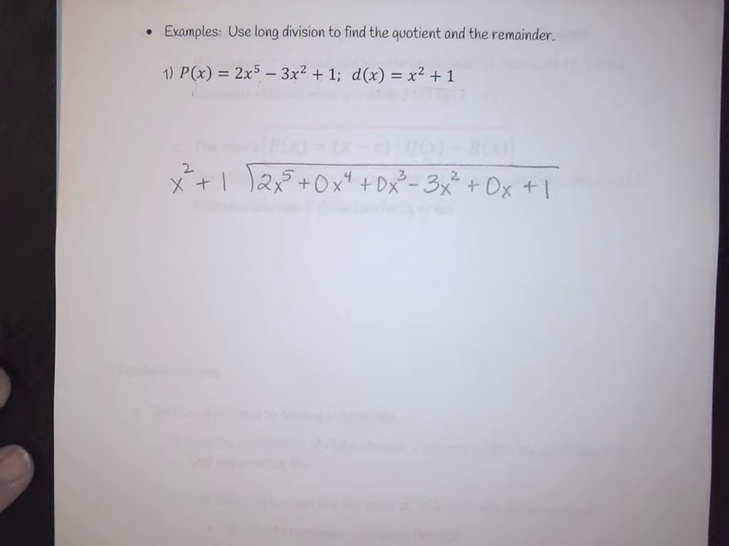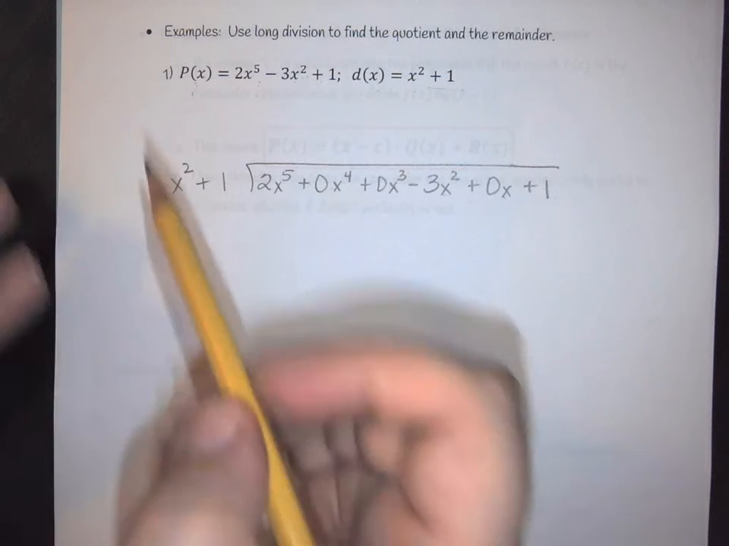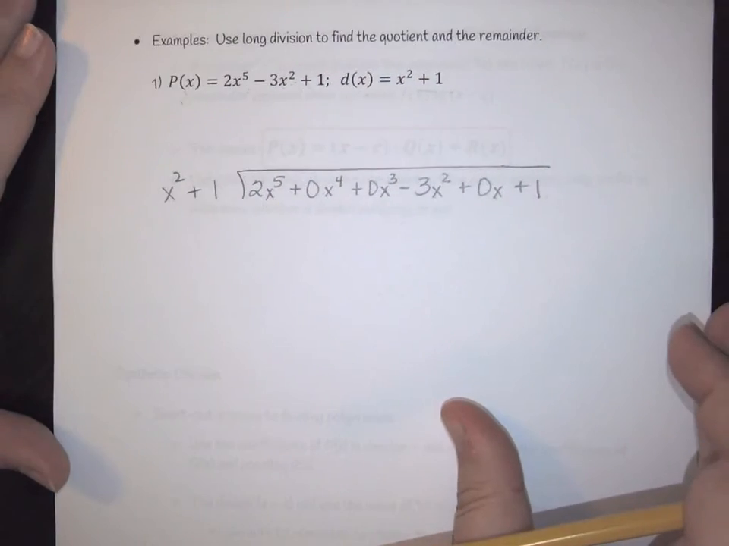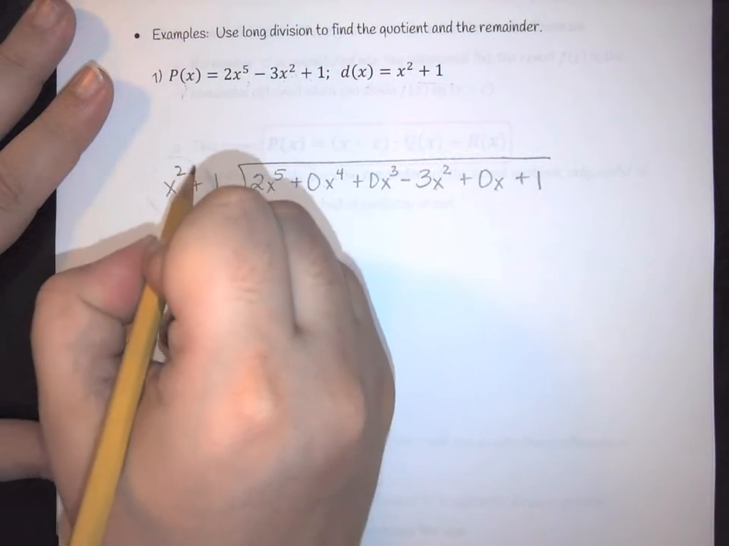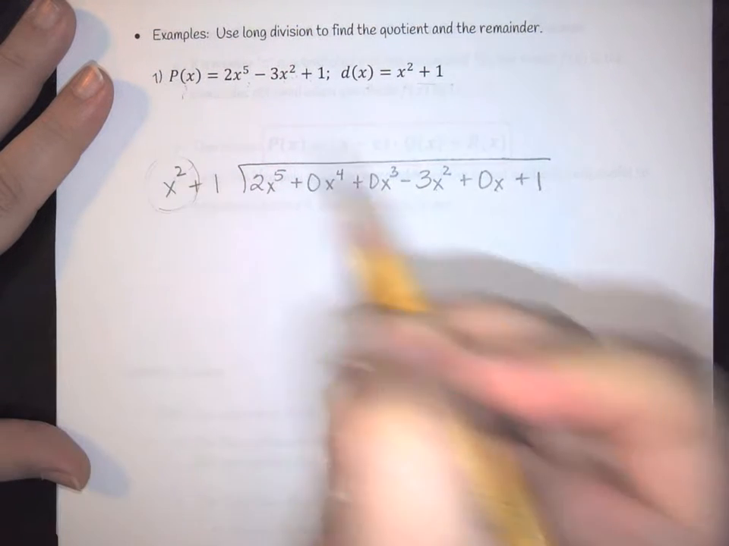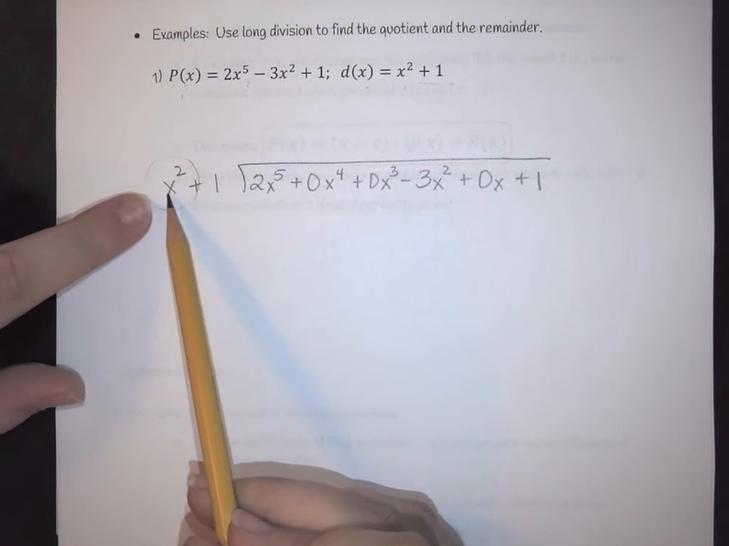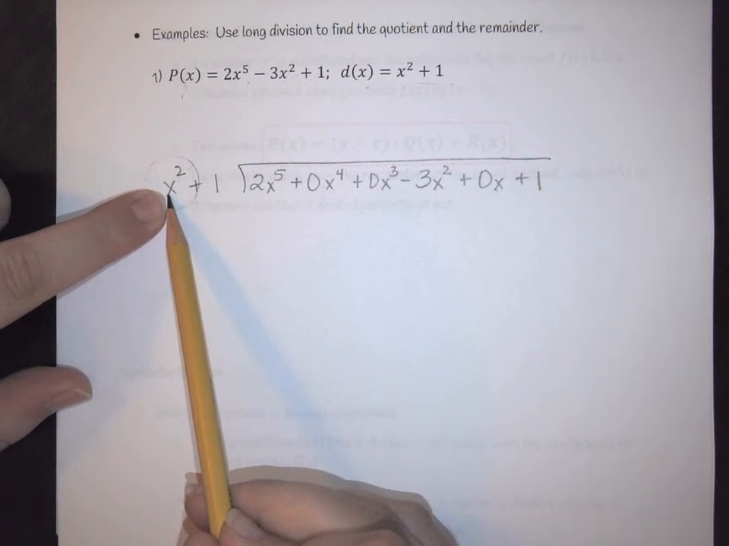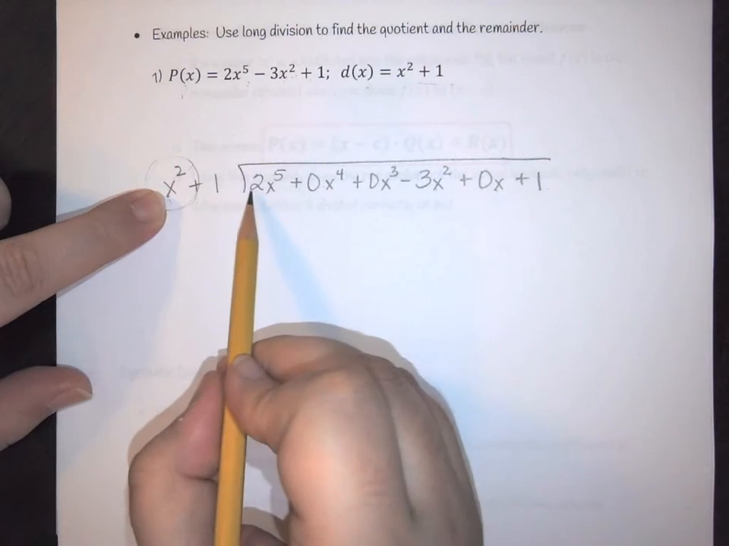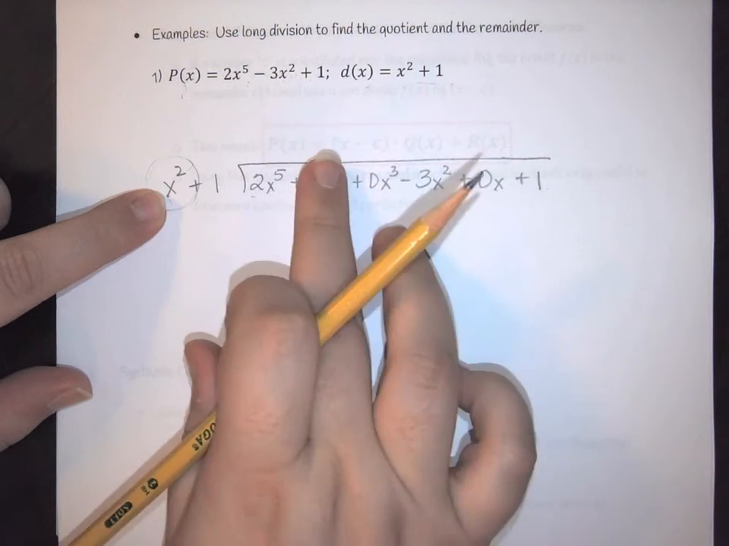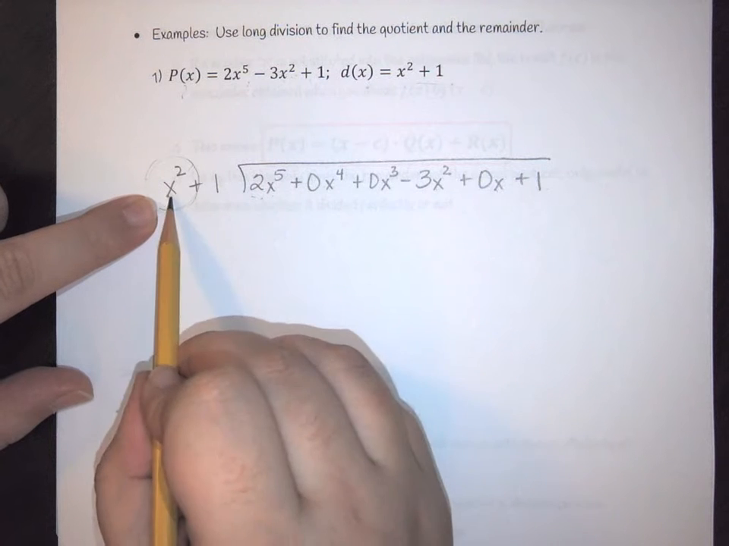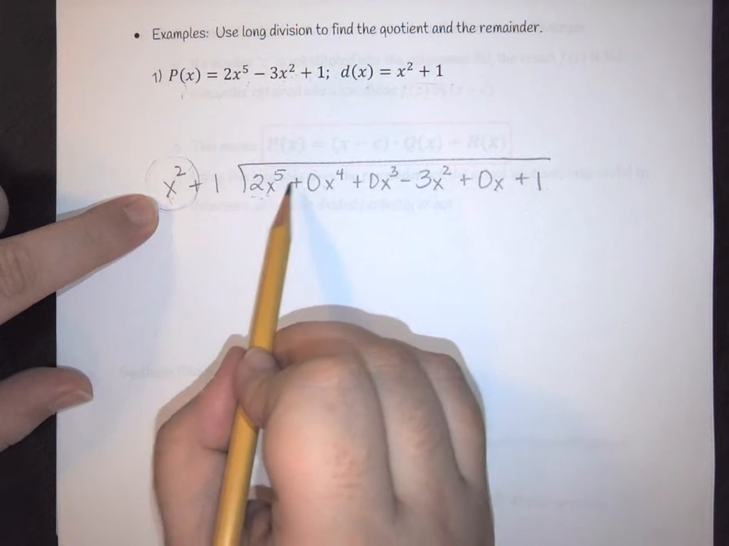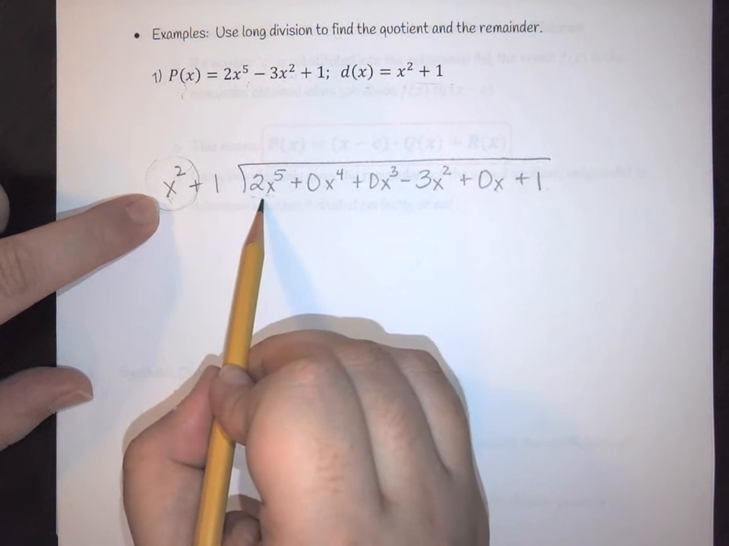Now, remember old school long division. In this case, we have to look at just this x squared piece. You will say to yourself, x squared can go into 2x to the 5th. So ignore all the rest of this; we're just looking at this first term. x squared can go into 2x to the 5th how many times?